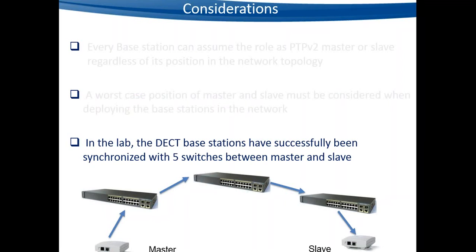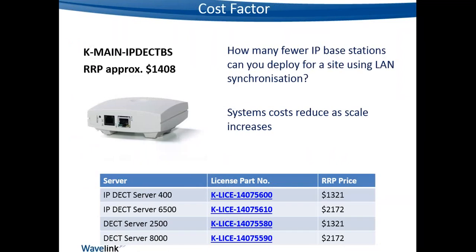So if you look at this particular picture here, you'll see there are 3 switches between the master and the slave. In the lab, Spectralink have done the testing, and they've been successful in having up to 5 switches between the master and slave base stations. So I think that'll cover quite a large site, a multi-story site with a number of IDFs. So that should be fine for pretty much any customer site that you have in a practical sense.